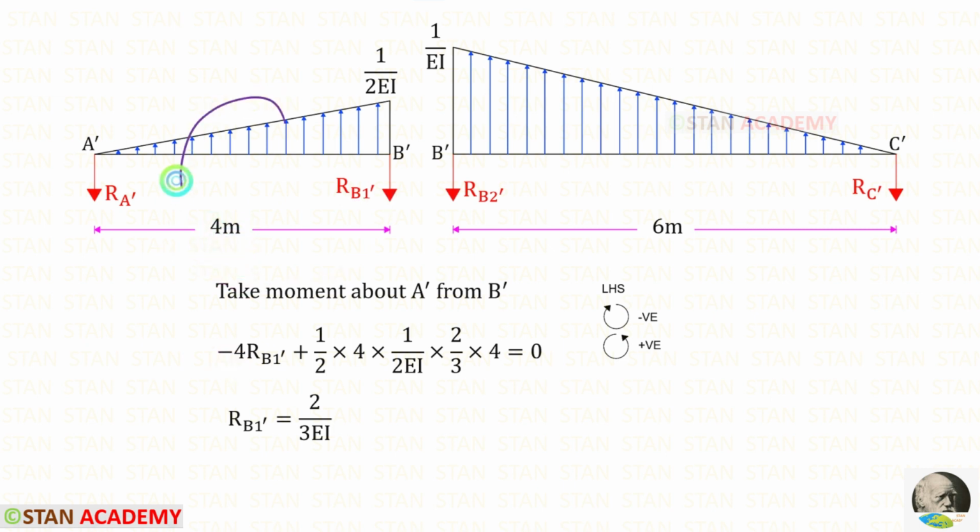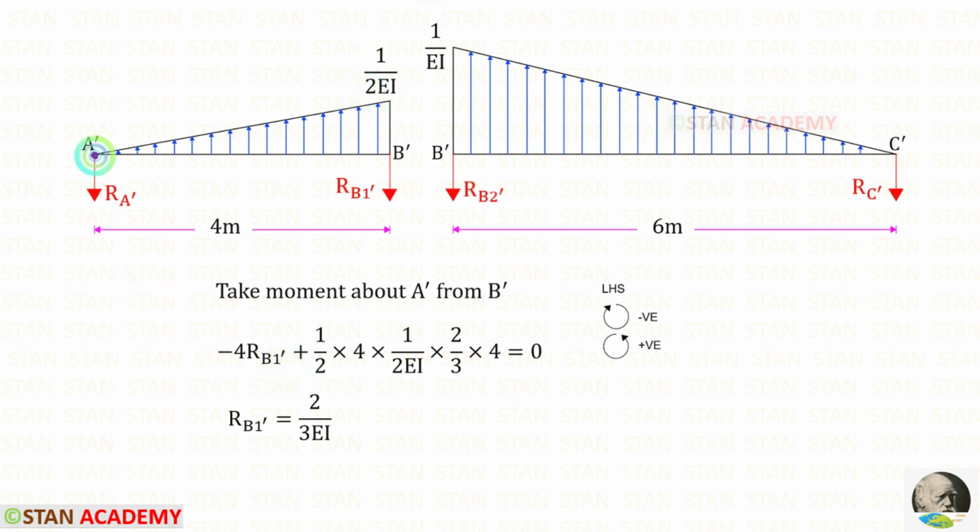The UDL is acting in the anti-clockwise direction, so it will be positive. For the UDL, we have to multiply the area with the centroid distance. We know the area formula: half into B into H. Here the breadth is 4 and the height is 1 upon 2 EI. So this is the area.